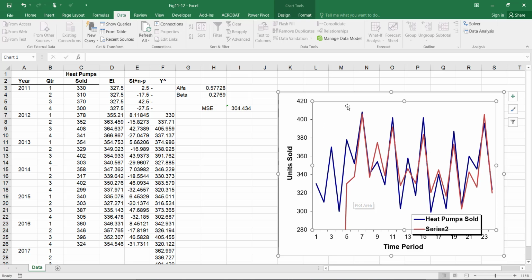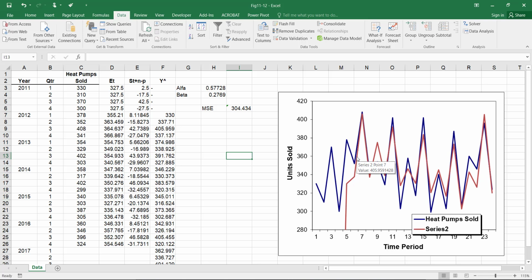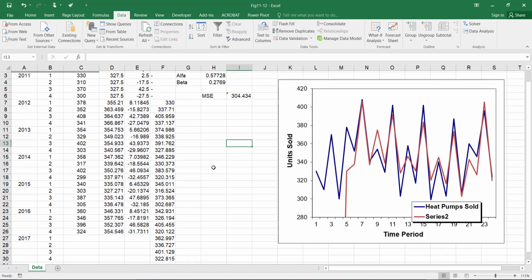So you can see we are pretty much close to the real data that we have. This purple line is forecasted, and the blue one is a real observation, and our error, MSE, is 304, which is pretty good. You can see that our forecasting model closely follows the behavior of the original data. So that's a pretty good observation.